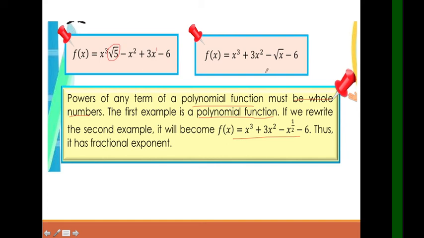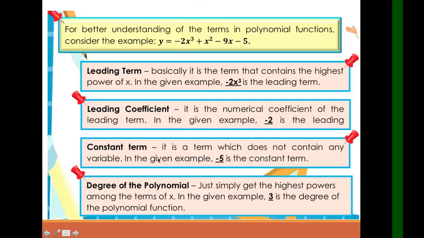But in the second one, kung isusulat natin itong square root of x, remember that square root is equal to 1/2. So therefore, that will become x raised to 1/2. Eh, hindi siya whole number. Therefore, it is a fractional exponent and it is not a polynomial function.